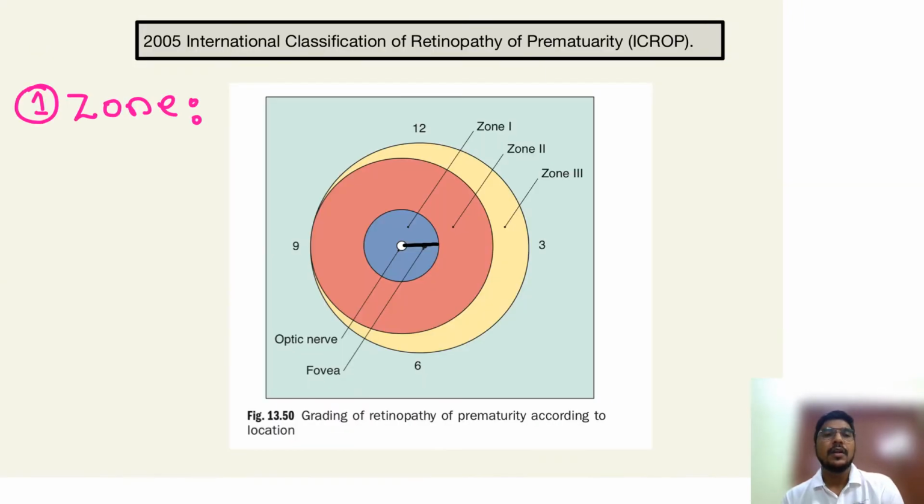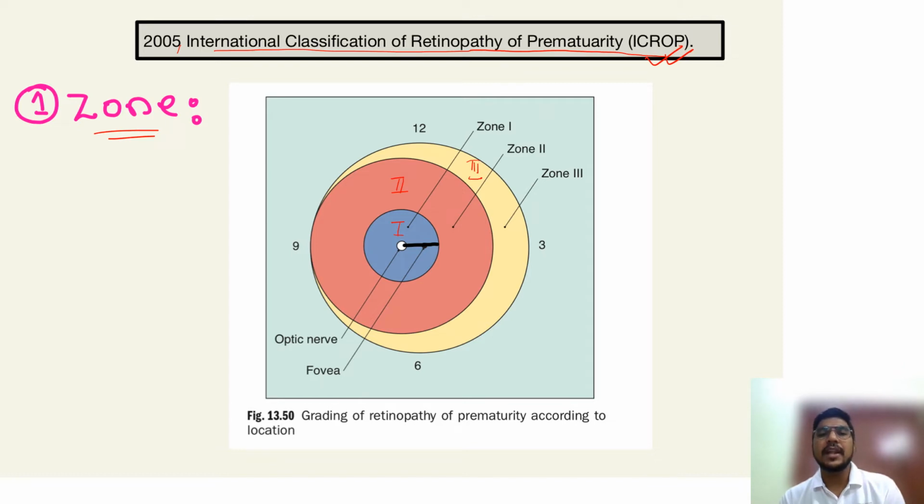Now, very important to understand for you. In 2005, the International Classification of Retinopathy of Prematurity, ICROP, was made, and they divided ROP into different sections: zones, stages, and plus disease. We will discuss the zones first. This blue circle is zone 1, the red one is zone 2, and the remaining part is zone 3.